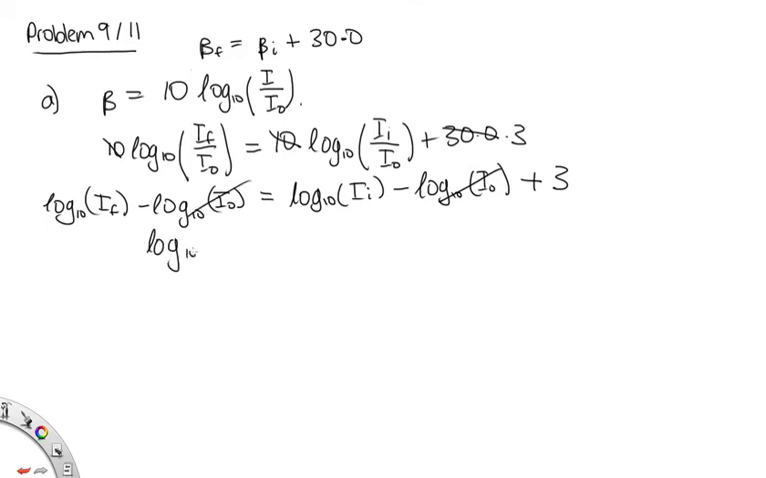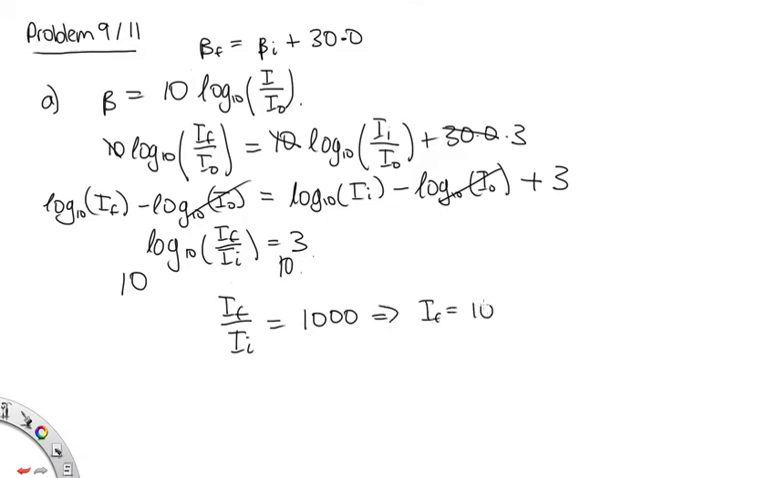log to the base 10. We subtract this one from this one, so we have the final intensity over the initial intensity is equal to 3. Now to get rid of the log function, we do 10 to the power of both sides, so we've got IF over II is equal to 10 to the power of 3, which is 1000, which tells us that our final intensity, IF, is equal to 1000 times our initial intensity.